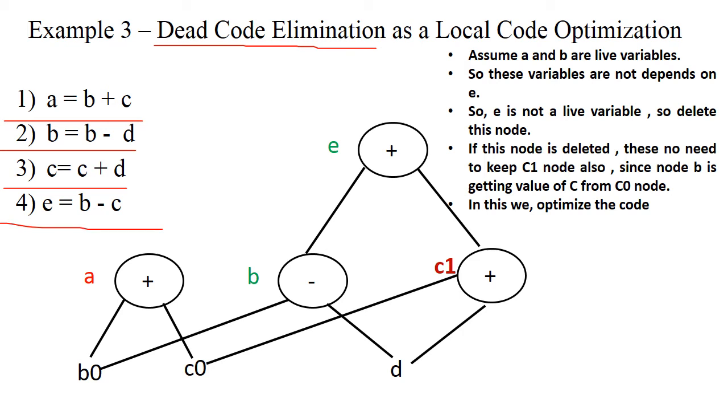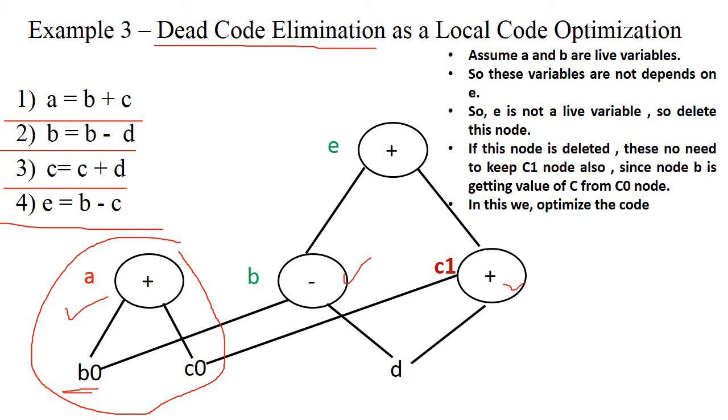So for A is equal to B plus C, this particular part of the DAG is drawn. Okay. Now B is equal to B minus D. So this node is added on the left hand side, B. So here the label has to be changed. This should be B0 and it should be B. On the right hand side D is there. C is equal to C plus D.